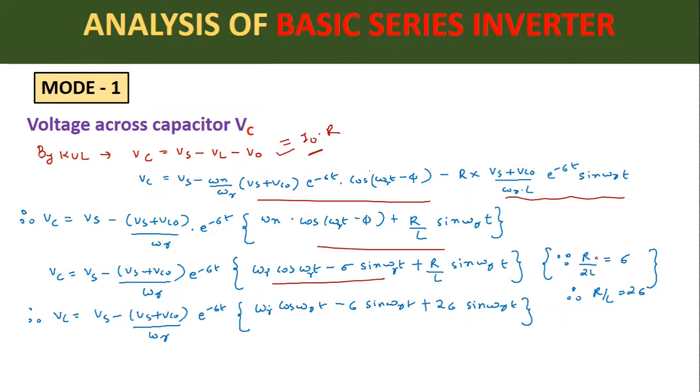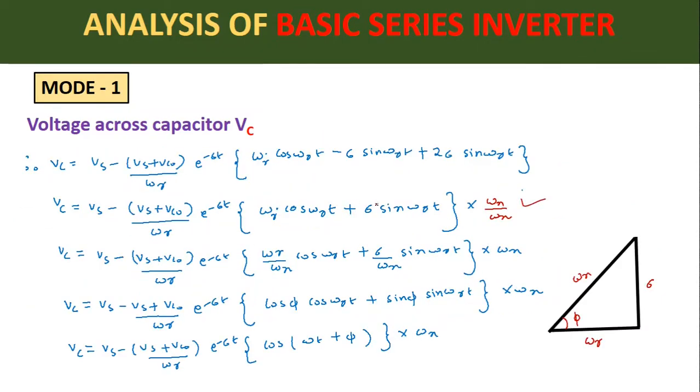Now we know that this R by 2L is equal to sigma. So from here we will get R by L is equal to 2 sigma. We will get this type of equation. Now this 2 sigma minus sigma will be equal to sigma sin omega r t. So we will get this type of equation here.